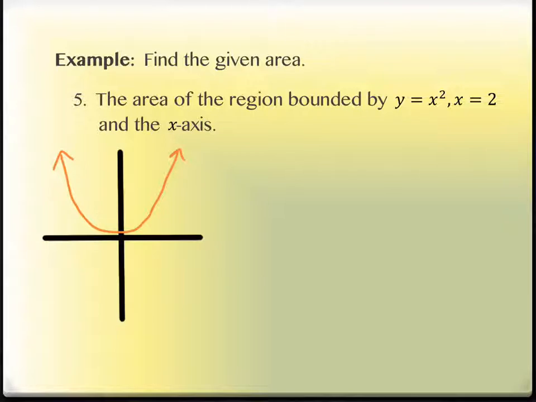What does the equation x equals 2 look like? Which one is it, Jacob? It's this. It's a vertical line, right? Vertical line at x equal 2. So I'll draw it in blue. So here's my vertical line at x equal 2. This was my curve at y equal x squared. And then I've got the x-axis, which is the horizontal axis on the bottom, right? So that's this line right here. It's my x-axis.